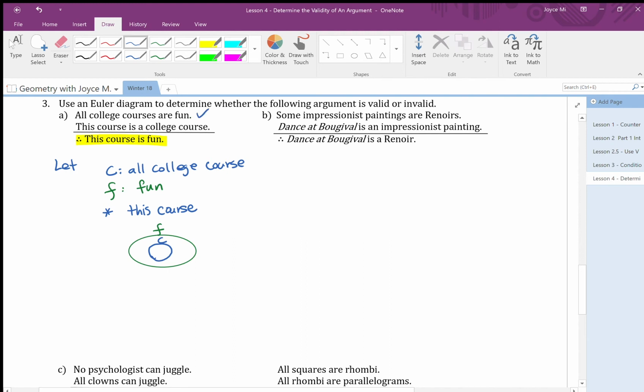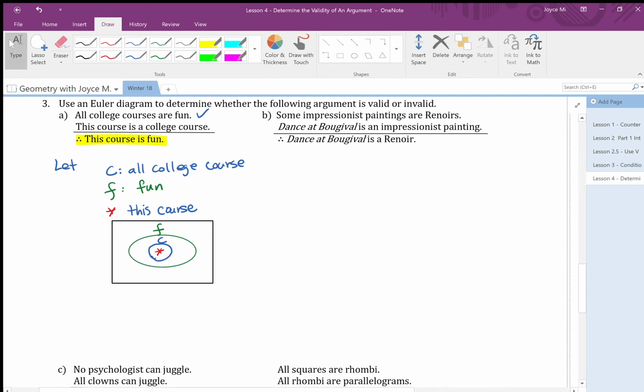The second premise says this course is a college course. Remember that I use the star to represent this course. This course is a college course, and college courses include this course, so the star is inside C. Now I've drawn both premises using my diagram. Once I've done that, I'm going to draw a square to represent my universe, all the things I'm talking about.